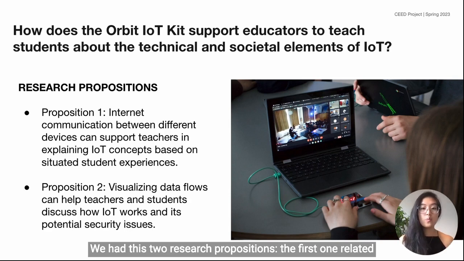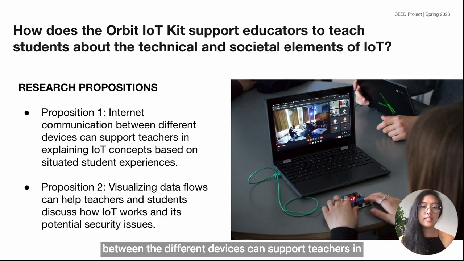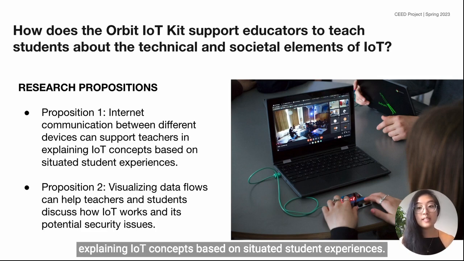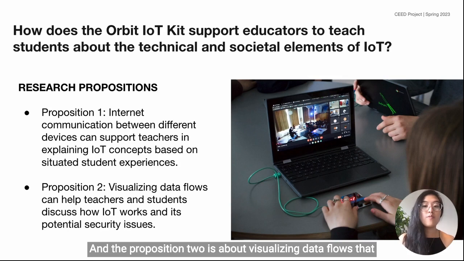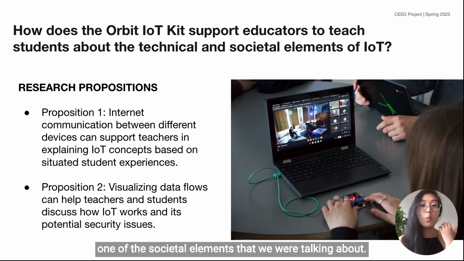We had 2 research propositions. The first one is related to internet communication: the internet communication between the different devices can support teachers in explaining IoT concepts based on situated student experiences. And proposition 2 is about visualizing data flows, which can help teachers and students to discuss how the Internet of Things works and its potential security issues. So that's one of the societal elements that we were talking about.